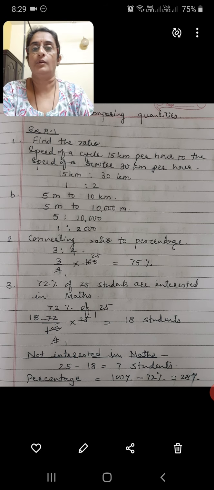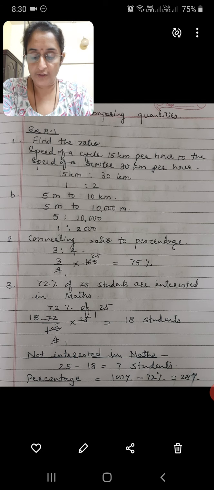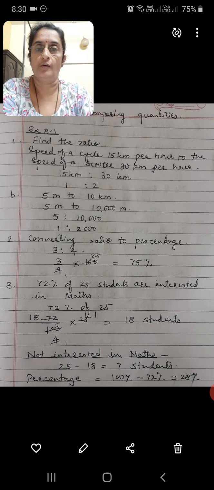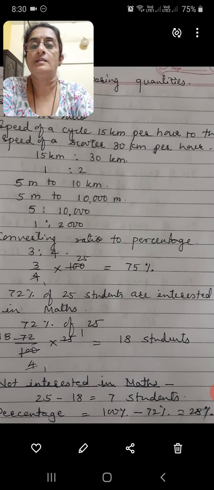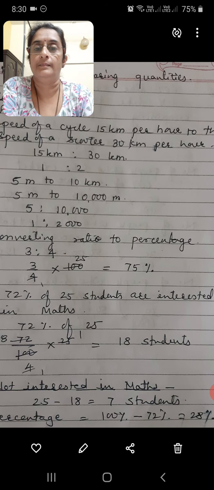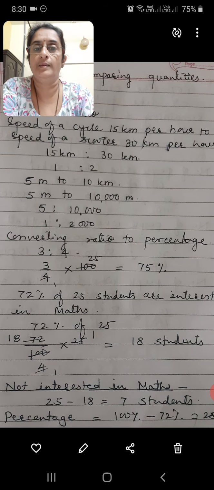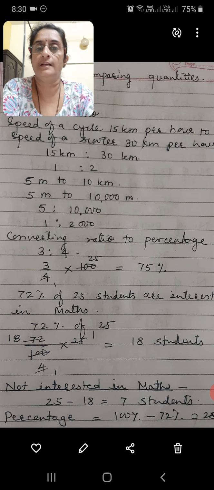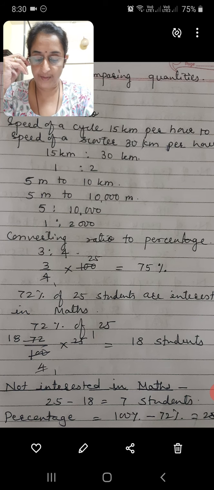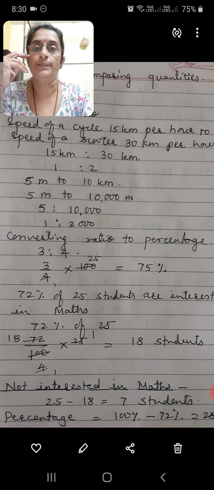So the question 1 from 8.1 is find the ratio of the following. Speed of the cycle is 15 km per hour to the speed of the motorcycle 30 kilometers per hour. So first we are going to take speed of cycle, that is 15 kilometer, and speed of scooter is 30 kilometers. So 15 kilometer is to 30 kilometer is the ratio. When you make it in simplest form, 15 ones are 15 and 15 twos are 30, so that becomes 1:2. So the ratio of speed of cycle to scooter is 1:2.